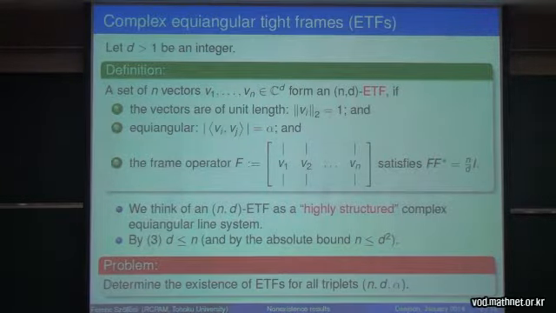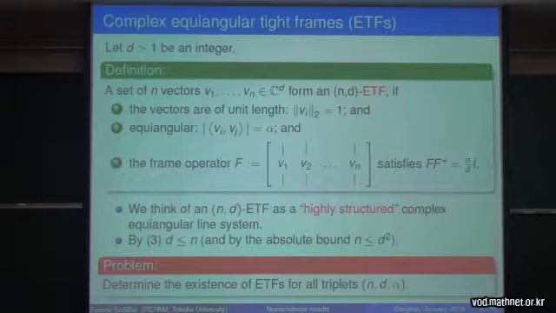And there is a third condition, namely the frame operator, if we form F by putting the column unit vectors next to each other, satisfies FF star is n over d times I. This means that the rank 1 projections projecting onto the lines spanned by these vectors form a resolution of the identity matrix up to some scaling. At my mental level of understanding, equiangular tight frames are just some highly structured, nice, complex equiangular line systems.